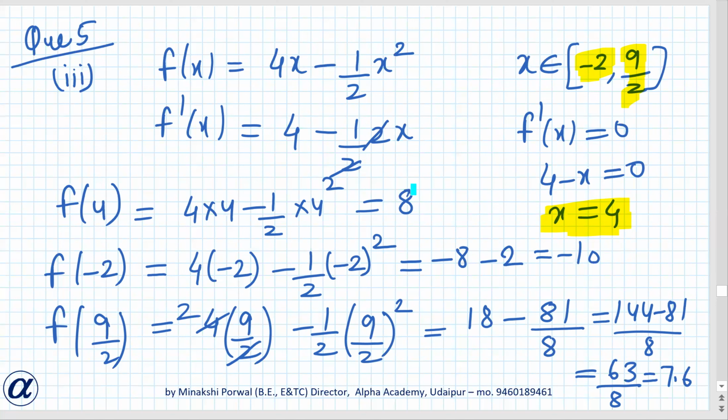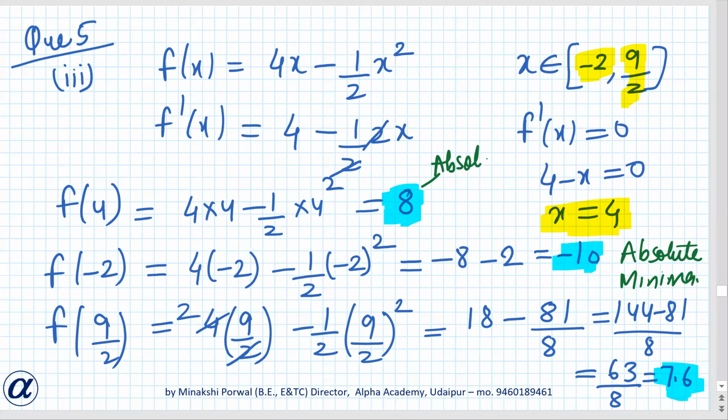So now we have to compare these three values. Among these, the minimum will be the point where the absolute minimum will occur. So this is the point of absolute minimum. Okay, ma'am. And this is the point of absolute maximum. Clear? Yes, ma'am. Okay.